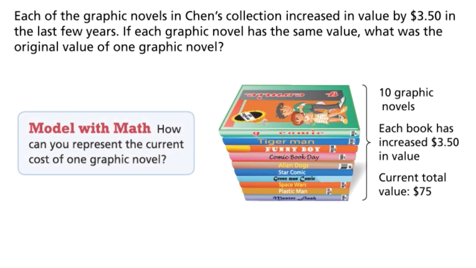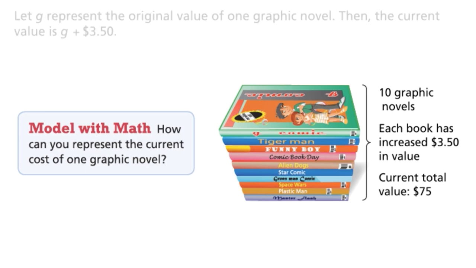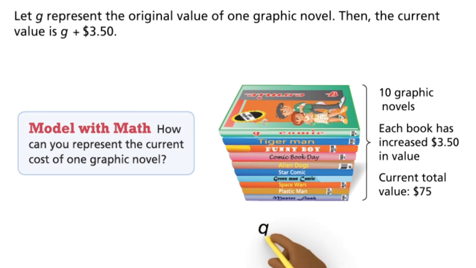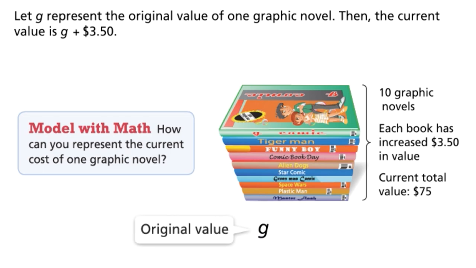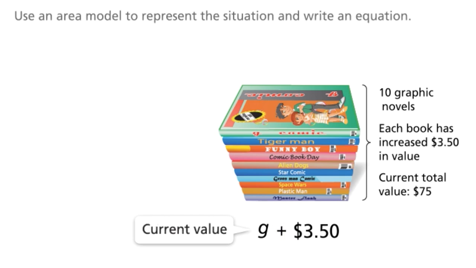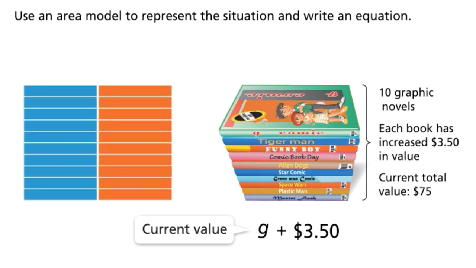How can you represent the current cost of one graphic novel? If we let G represent the original value of one graphic novel, then the current value is G plus $3.50. We can use an area model to represent the situation and write an equation.